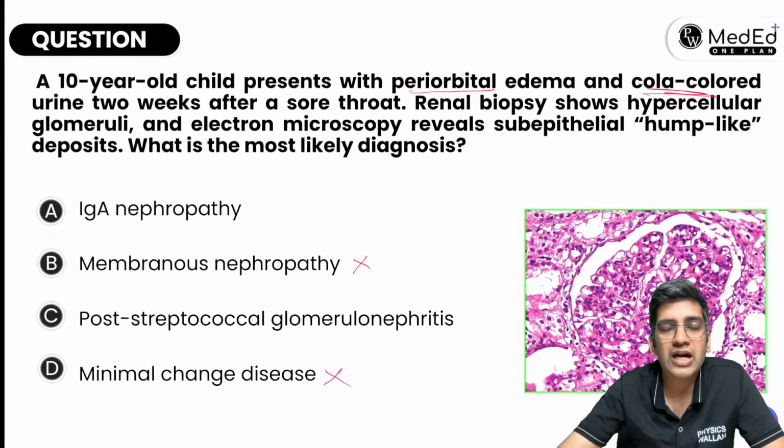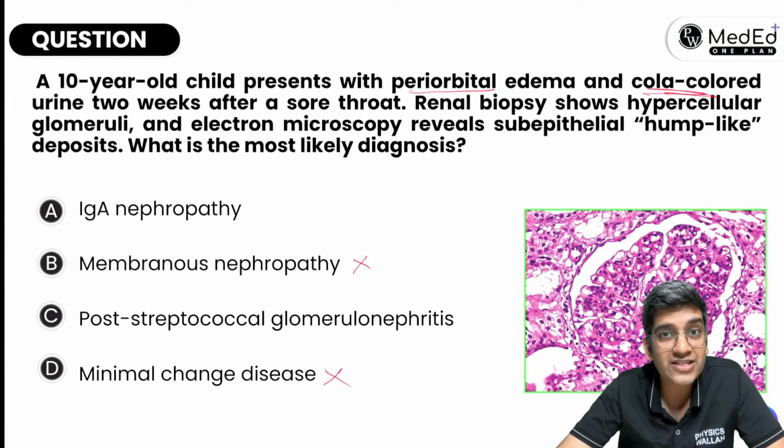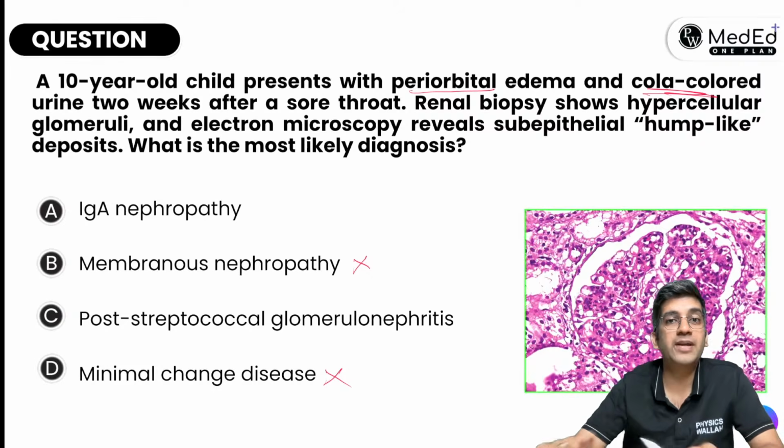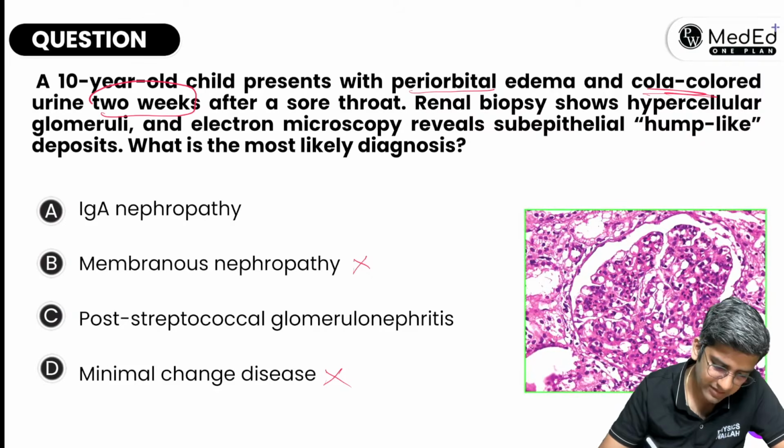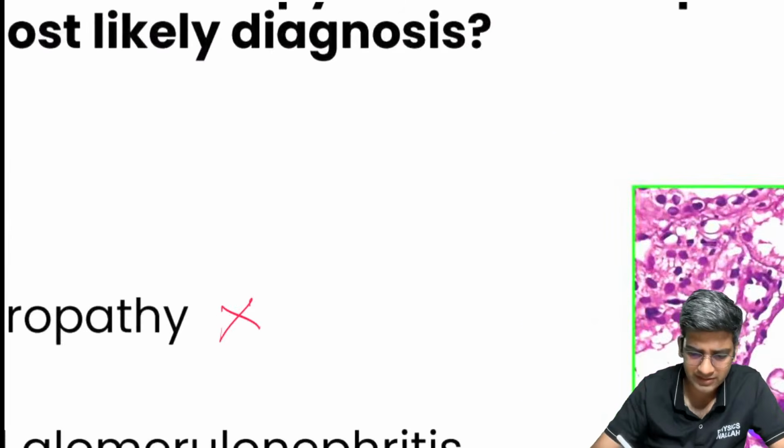Fine. These both are nephrotic syndromes. I can rule them out easily, right? And the next line says 2 weeks after sore throat. 2 weeks after sore throat, it cannot be IgA nephropathy, right? This is enough, lag time. You must have definitely seen this.